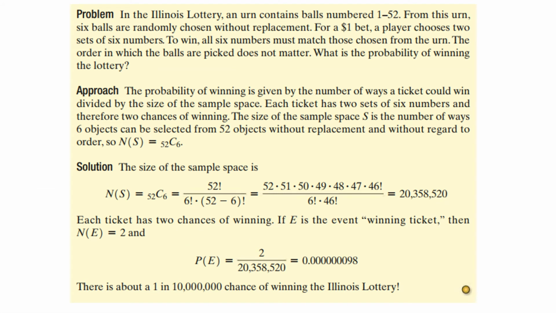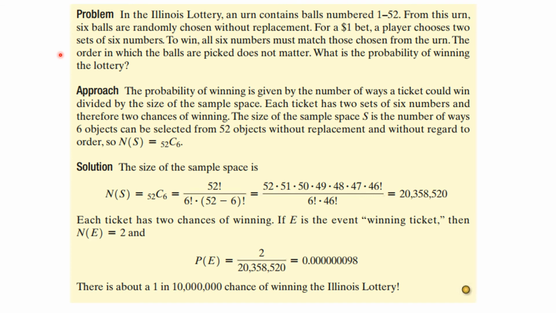But we can also use these to solve probability problems. So let's talk about one of these. In the Illinois lottery, an urn contains balls numbered 1 through 52. From this urn, 6 balls are randomly selected without replacement. You don't put them back in. For a dollar bet, a player chooses 2 sets of 6 numbers. To win, all 6 numbers must match those chosen from the urn. The order in which the balls are picked does not matter. That's the way the lottery works. What's the probability of winning the lottery?